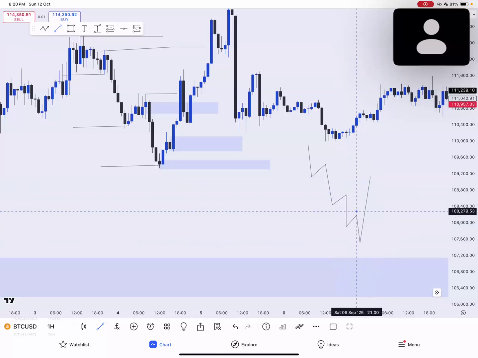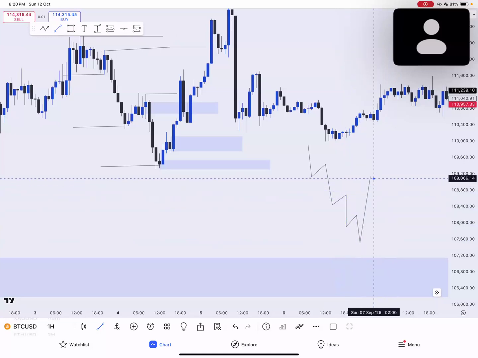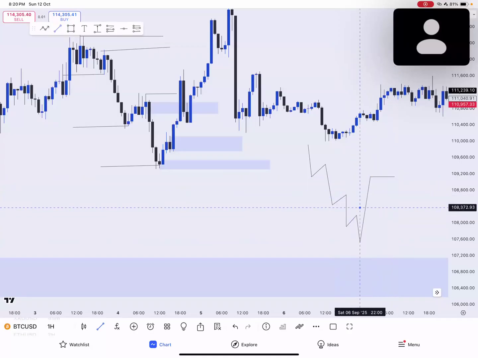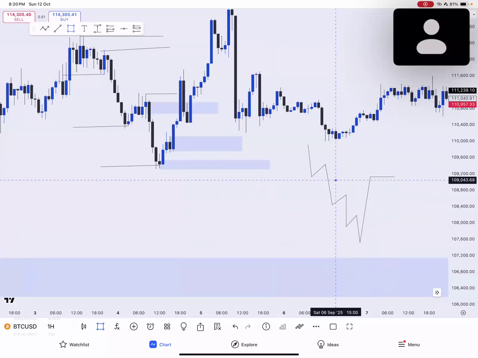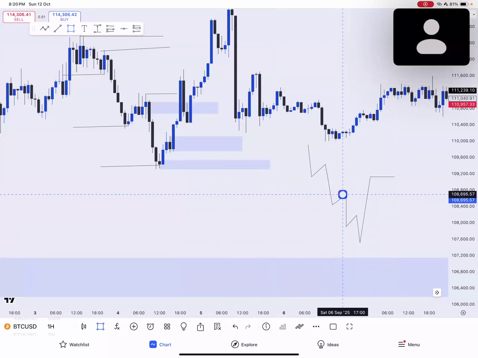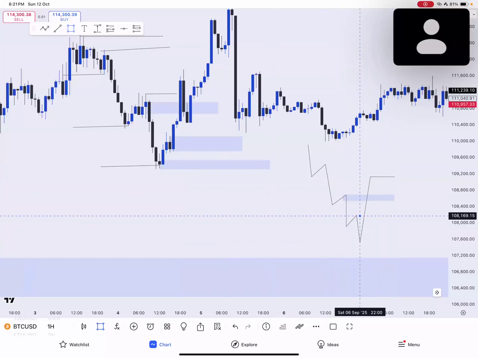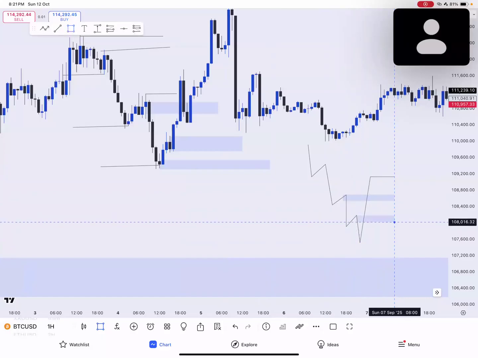And while it was happening, this high and this high was taken out. The moment the candle that caused that market structure shift to occur closes, you have to look below to find the possible point of interest. So because this high was taken out, the body of the high becomes a breaker. Because this high was taken out, the body of the high also becomes a breaker.